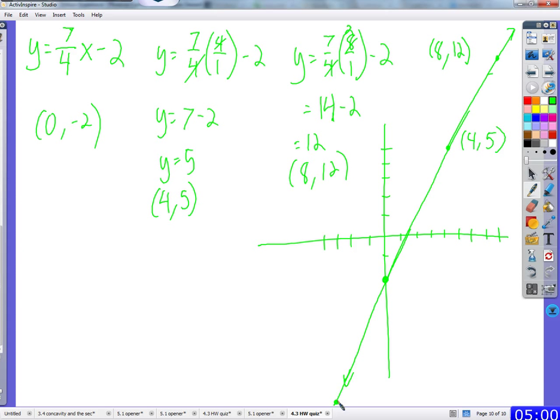point to x is negative 4. What do you think that y value would be? -9. We move back 4, move down 7, to the left 4, down 7, to the left 4, down 7. Well, this was at negative 2. If we move down 7 from there, we'll be at negative 9.